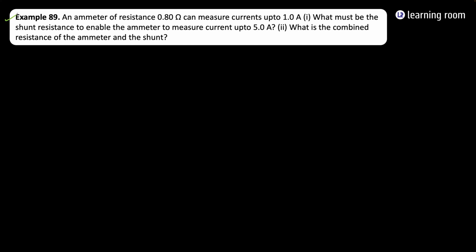An ammeter of resistance 0.8 ohm can measure current up to 1 ampere. Okay. So this ammeter itself can be approximated and considered as a galvanometer. The reason why we can do this for ammeter is because the shunt resistance that you're going to connect is going to be of very less value. Why you can do this approximation is, I'm repeating it again, listen to this. You can do the approximation only in the case of conversion of a galvanometer to ammeter.